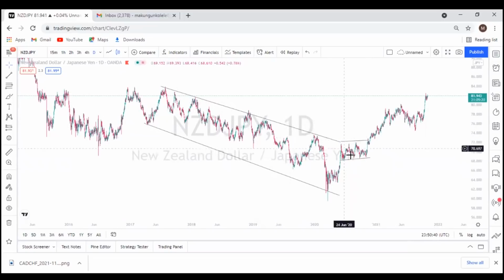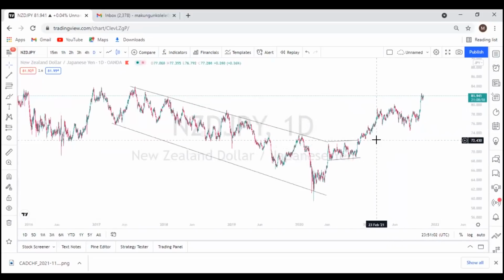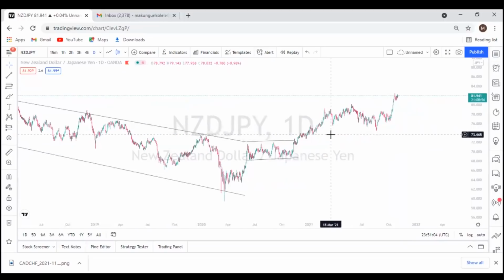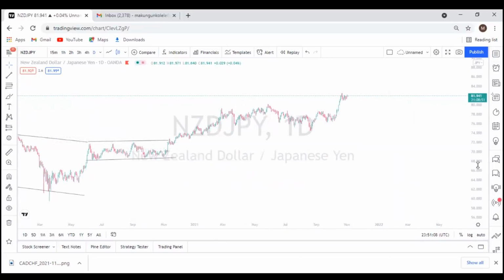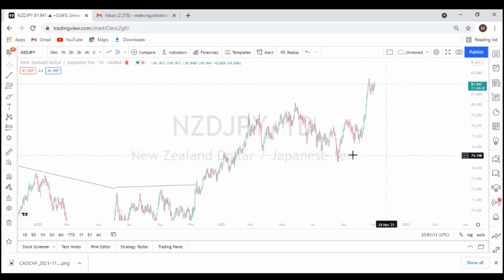So this flag here, or this structure, confirms that with this descending structure, the price was going to eventually break out to the upside, which it did, right? You can see after our correction here, we had a huge impulse to the upside, and then another correction formed. So that is our direction for USD JPY, which is bullish.